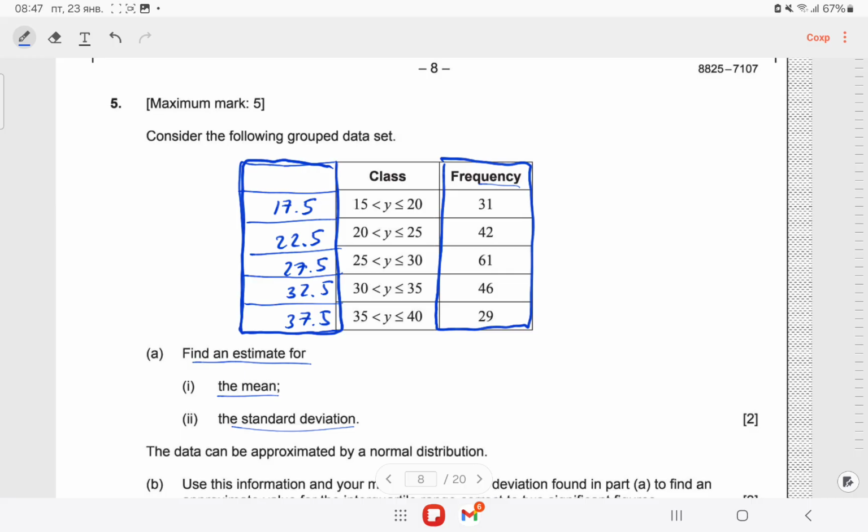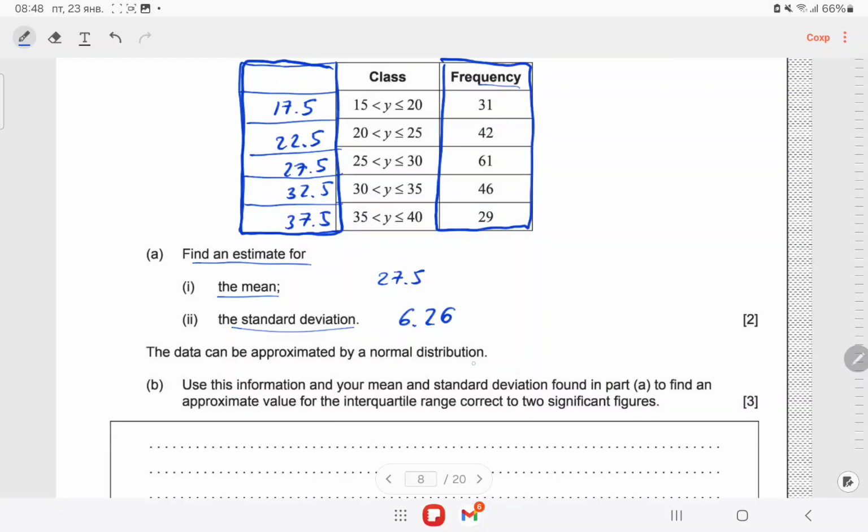and then after that you can find the mean and standard deviation. Just make sure that you use the one variable statistics, and the mean will be equal to 27.5, and the standard deviation to 3 significant figures is 6.26.